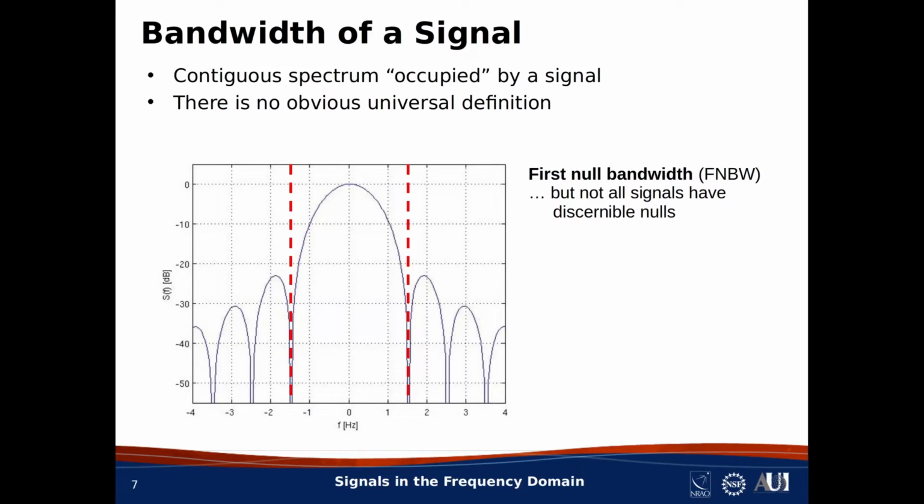Yet another common way to define bandwidth is as the width of the main lobe. This is called the first null bandwidth, or FNBW. This definition is obviously very convenient for this particular signal, and in fact we can find a use for this definition later in this lesson. However, we see once again that there's a catch, and that is that there are many signals that have spectrum which do not have discernible nulls.